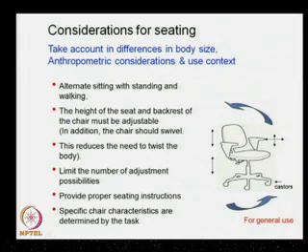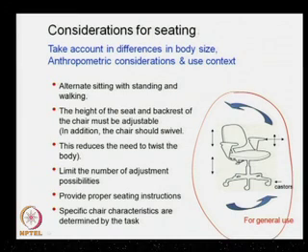General considerations for seating are to take account of differences in body sizes, anthropometric considerations and use context. Now, if we see a typical chair here, it should have some base. If the base has casters, the swiveling wheels, then it can move. If there are fewer than 4 legs, then free movability may be a problem. With 5 legs and swiveling wheels fitted, it provides free movement.